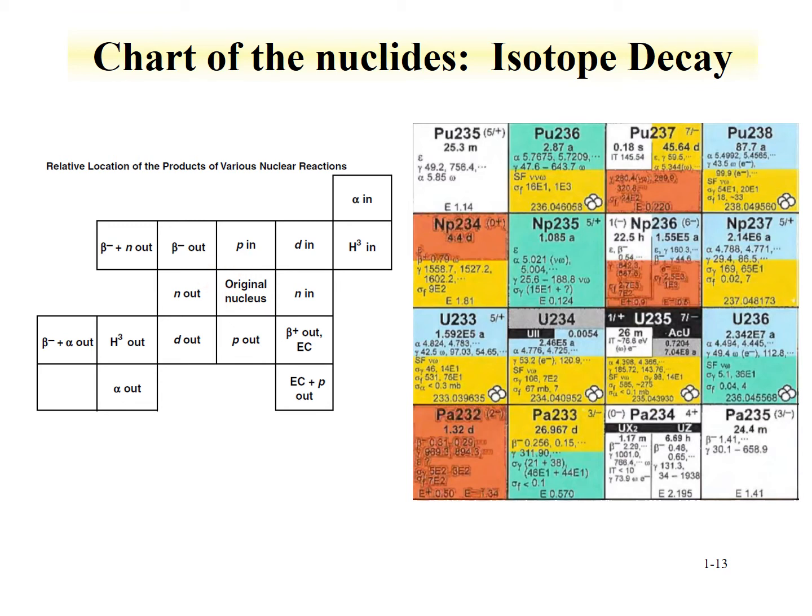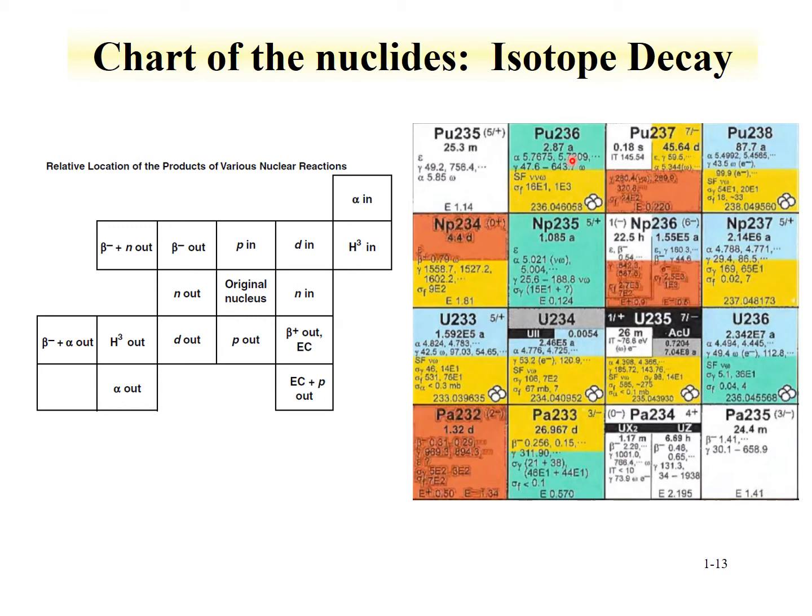If we look at decay, if I emit an alpha particle, it goes from the original down diagonally 2. If a beta minus comes out, it moves up diagonally 1. And if it decays by positron emission or by electron capture, it goes down diagonally. So let's take a look at an example of the area of the chart of the nuclides.